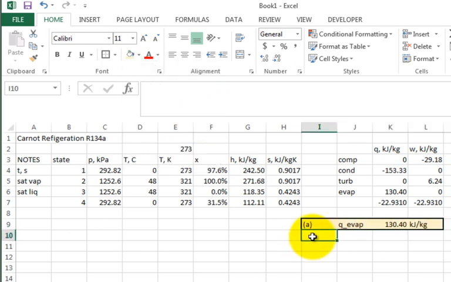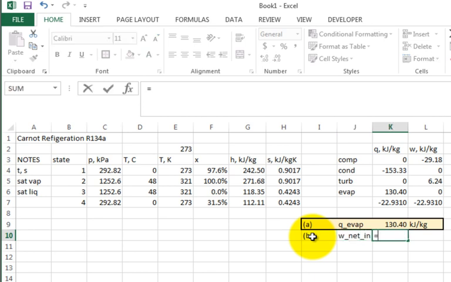Box it and color code it so that it stands out. How about for part B? What was that? For part B, that was our net work. How did I word that problem? But anyway, it's going to be a work net in. So here, I'm going to go ahead and get rid of the negative sign on that work net. So it's kilojoules per kilogram.